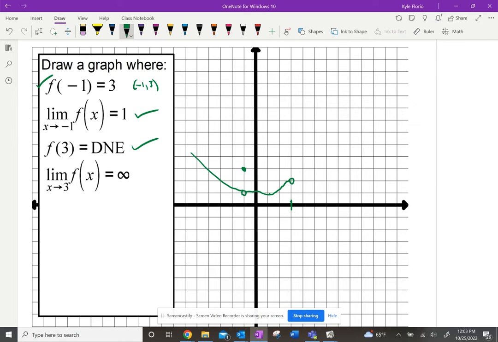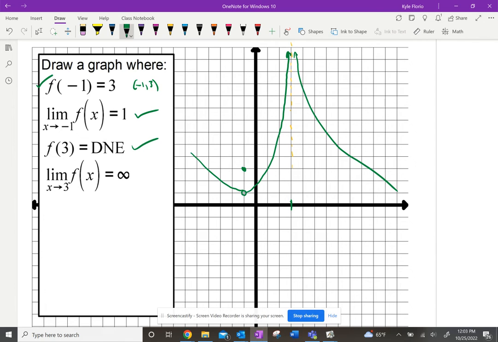So f of 3 does not exist, but the limit as x approaches 3 is infinity. That means I can't do what I did here. If I want the limit to go to infinity, that means from both the left and the right I need an asymptote there, going to positive infinity. So I'm going to erase that hole, because this property tells me that at 3, I need my function to be going to infinity from both sides, because it's not a one-sided limit.